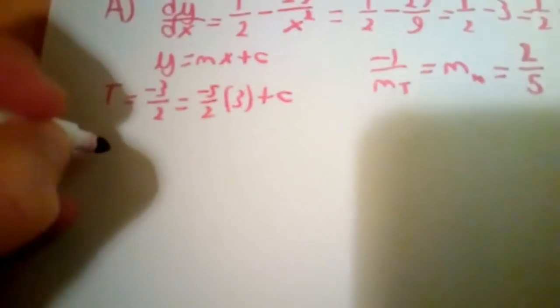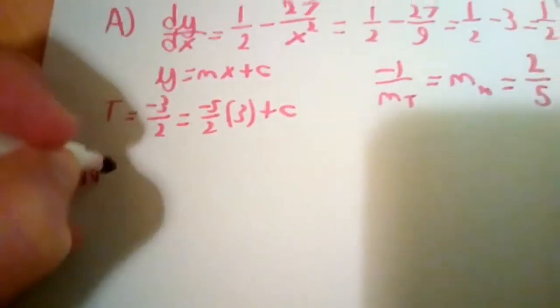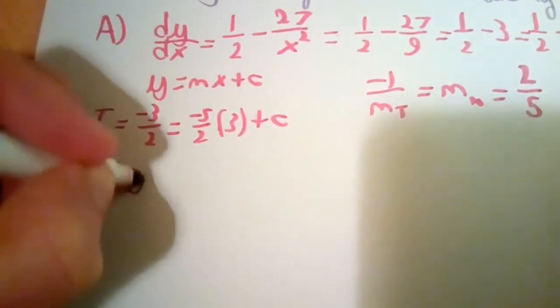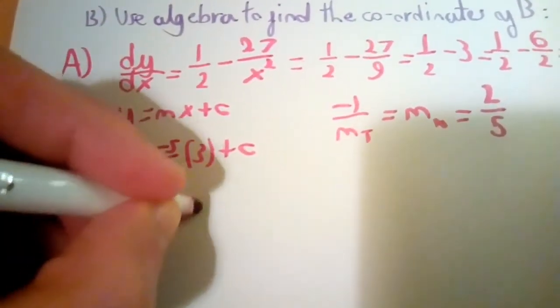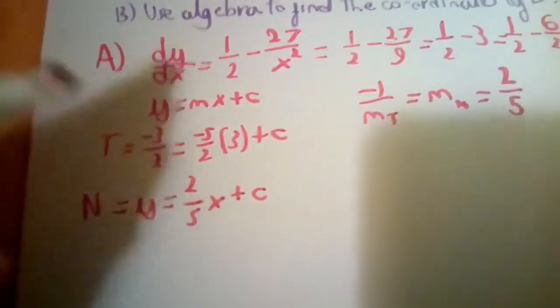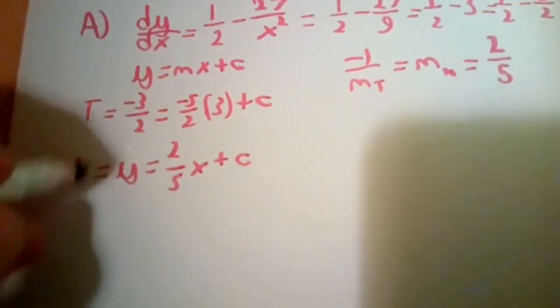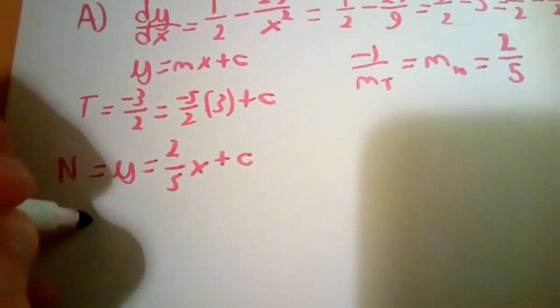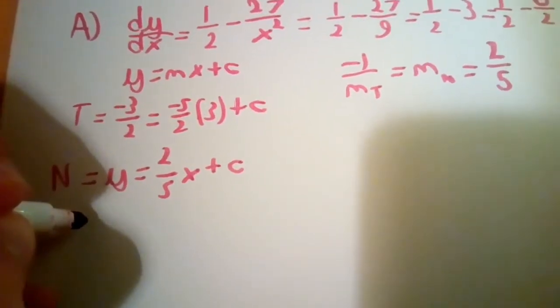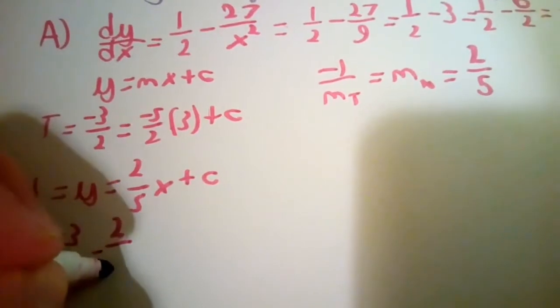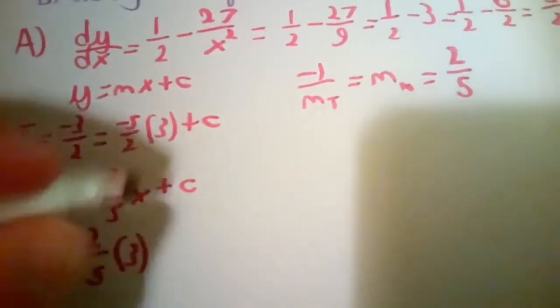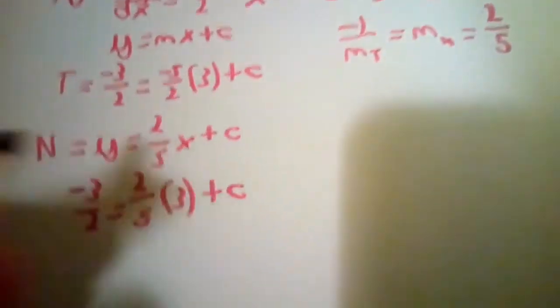So the normal is going to be y is equal to 2 over 5x plus c. And it also passes through point A, so we can use those coordinates and say that y, minus 3 over 2, is equal to 2 over 5 times 3, which is x, plus c, and we need to find the constant c.